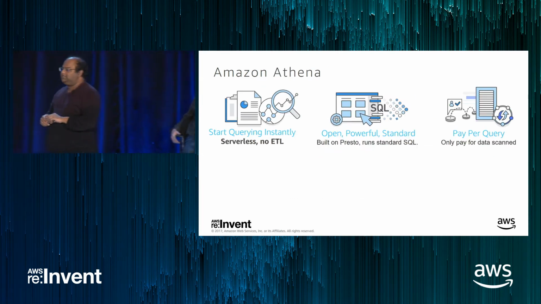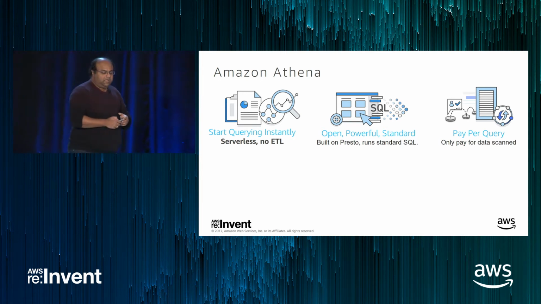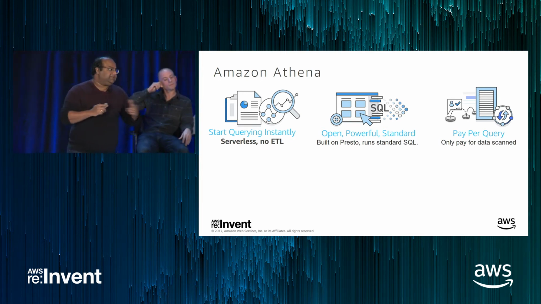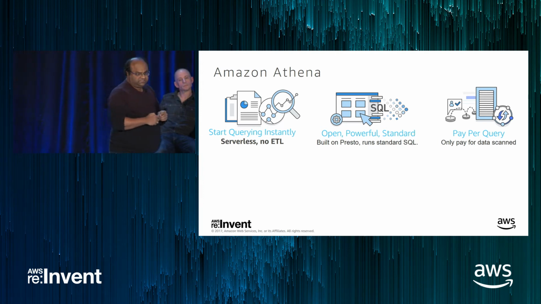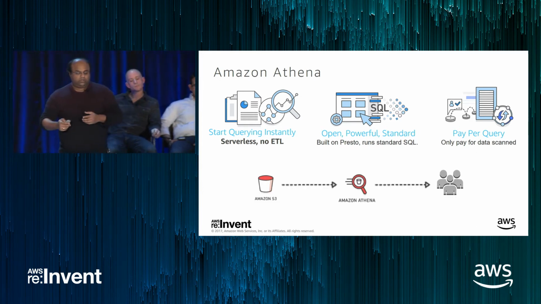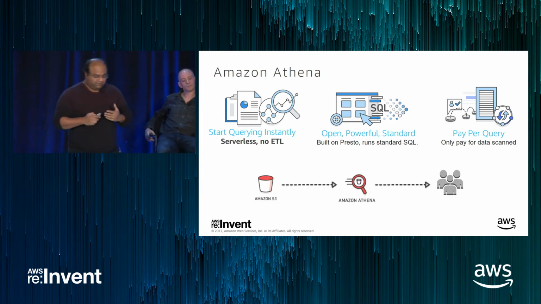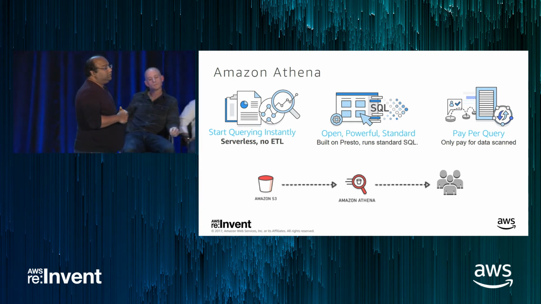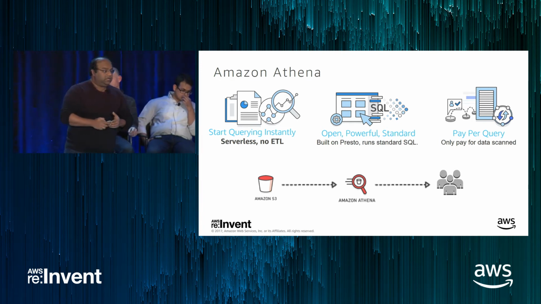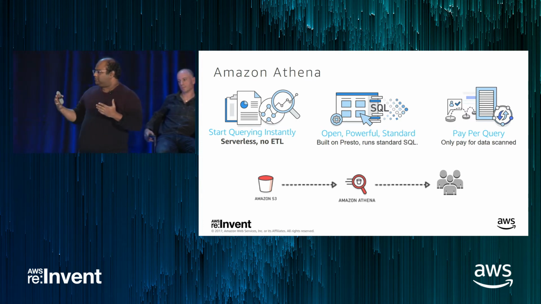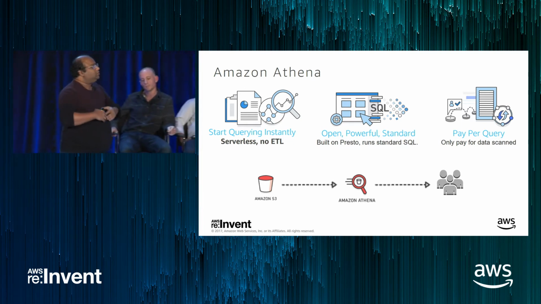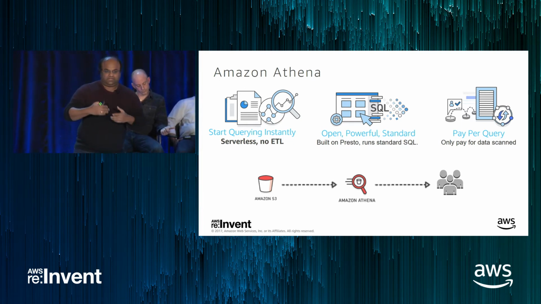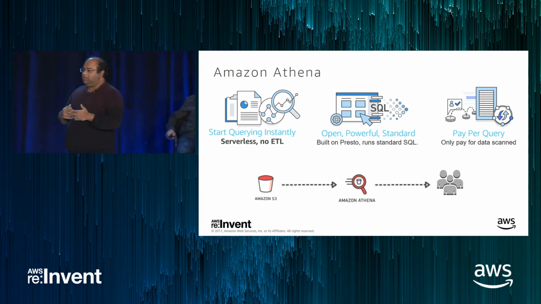The next one I'm going to talk about is Athena. For those of you who don't know, Athena is an interactive querying service. With Athena, you can query the data directly from S3 and gain insights into the data. In a traditional on-premise way, you would spin up a Hadoop cluster or Spark, and you would run Spark or Hive in order to process your data from your persistent storage.